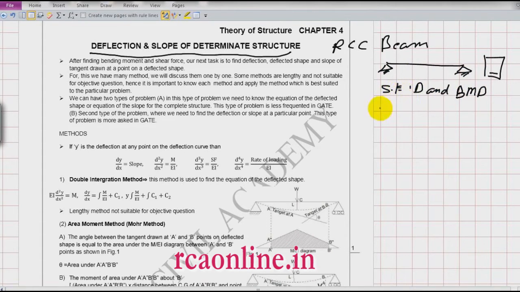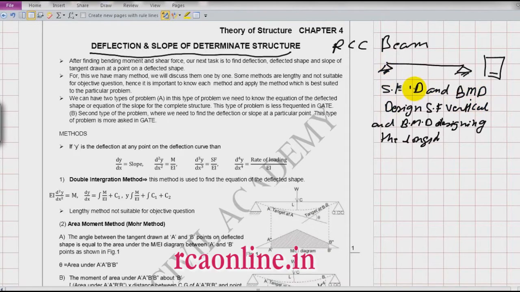Because with the help of the shear force diagram, I will be designing the vertical stirrups. And by the bending moment diagram, I will be designing the longitudinal reinforcement. And reaction will be required to design the column. Clear? So these are the requirements for SFD and BMD.